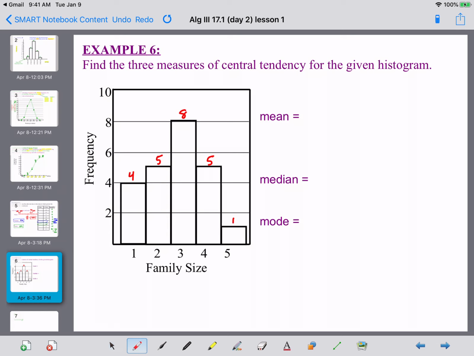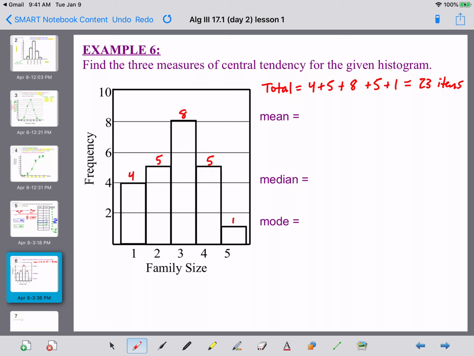Before we can find the mean, we have to find the total. And our total is just going to be these numbers here added up. All right, so we're just going to add 4 plus 5 plus 8 plus 5 plus 1. So we have 23 households here, or 23 items in our list.